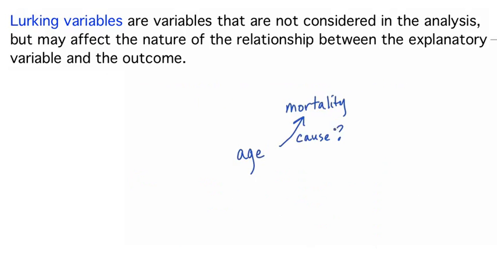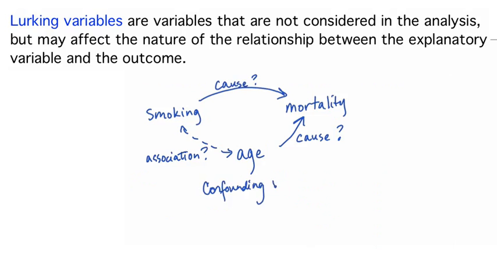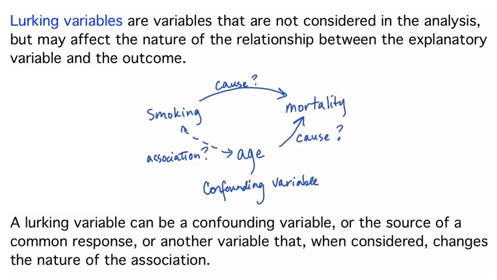Lurking variables can be confounding variables, as in this smoking, age, and death example. They can also be the source of a common response, or just another variable that, if we had considered it, would change the nature of the relationship we're looking at. In the coffee study, method of preparation is a possible lurking variable. We can't say if differences in the composition of espresso versus filtered coffee affect the protective effects of coffee, and thus would influence the relationship between coffee drinking and length of life.